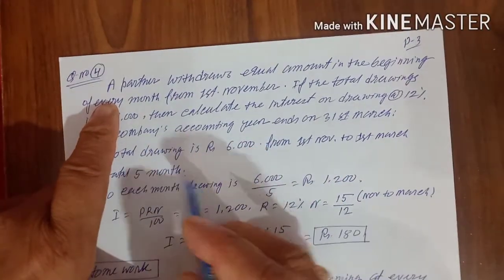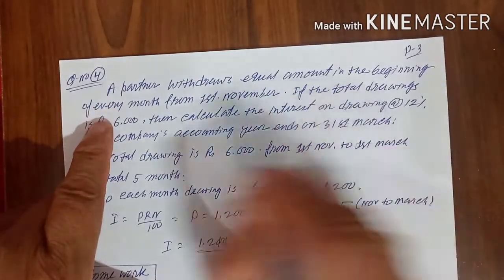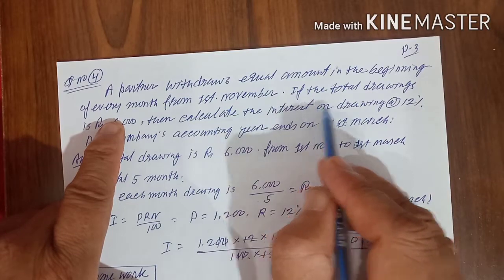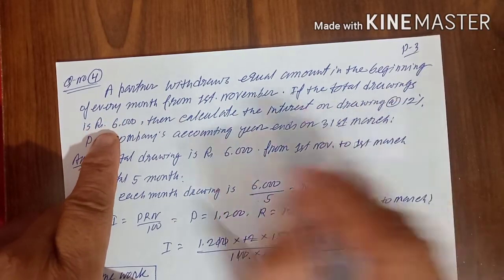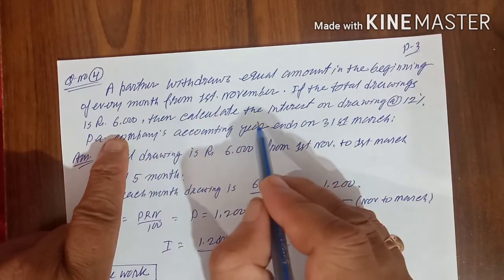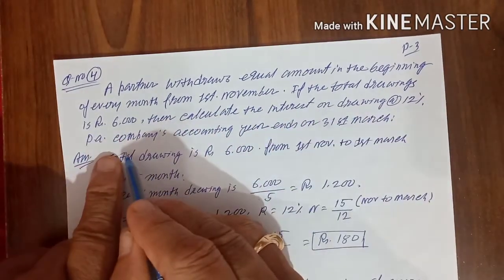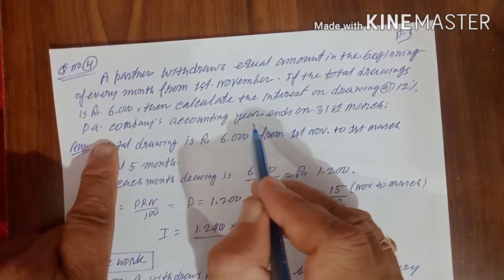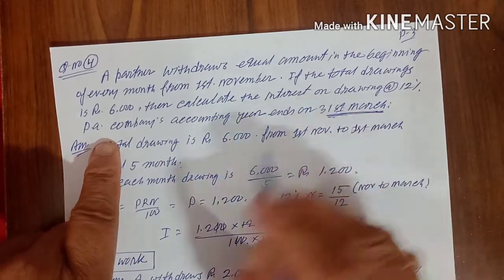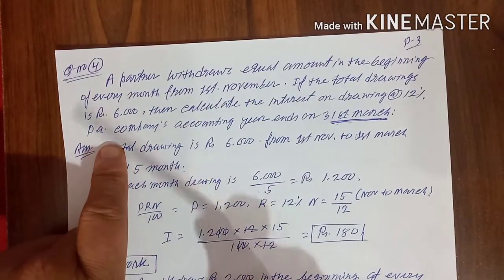What is this question? A partner withdrawn equal amount in the beginning of every month from 1st November. If the total amount of drawing is rupees 6,000, then calculate the interest on drawing at the rate of 12% per annum. Company's accounting year ends on 31st March. 31st March means financial year. Now the question is there, what is given?